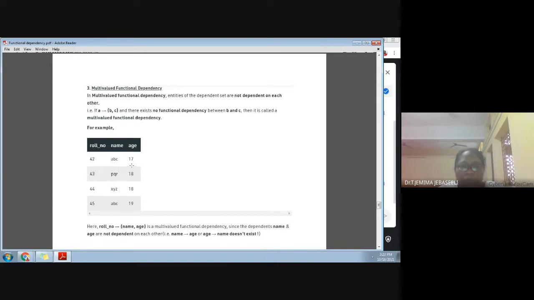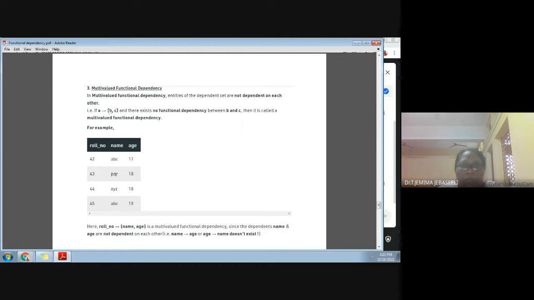For name to age, ABC is having different values, the first and last are different. Age to name: here some of the common data is 18, 18, but it is mapped with different values. So here there is no functional dependency. Among B to C, C to B also doesn't have any functional dependency.